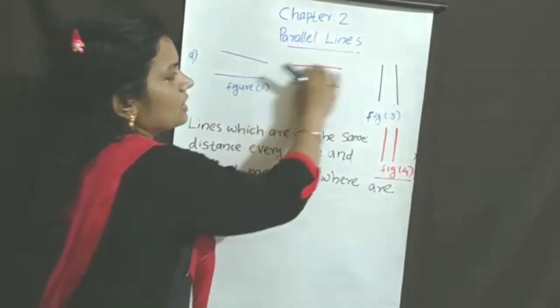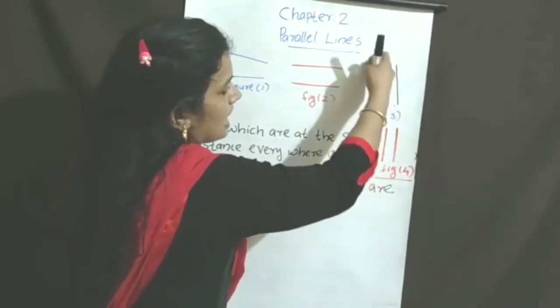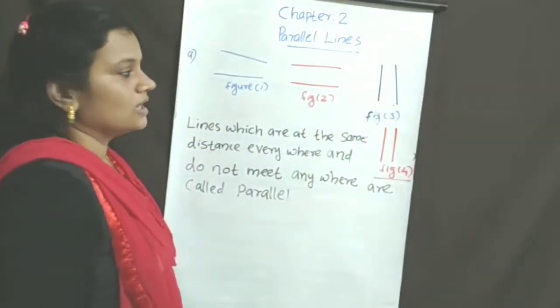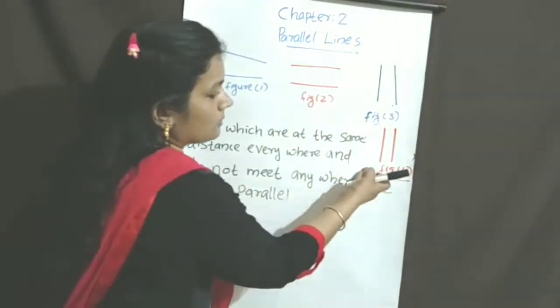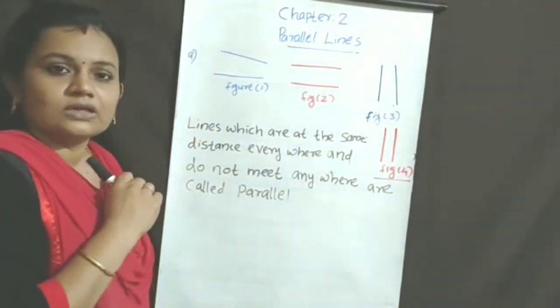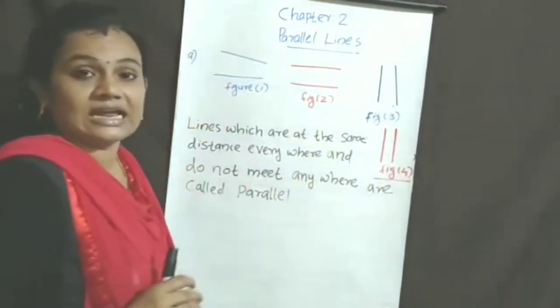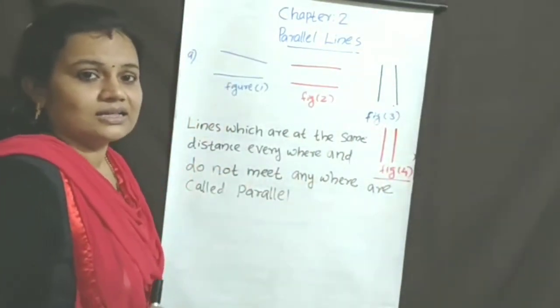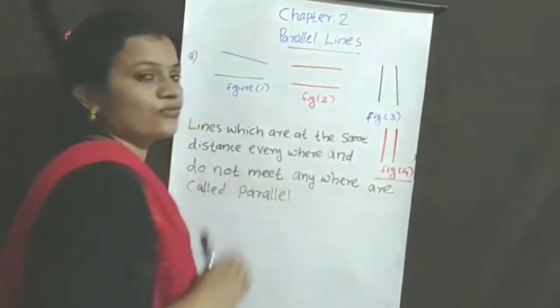Figure 2 gives two straight lines. Here slanting lines are given. Figure 3 also has slanting lines. Then what about figure 4? It also has two straight lines. Is it clear? Then look at the 4 figures and we compare these 4 figures.